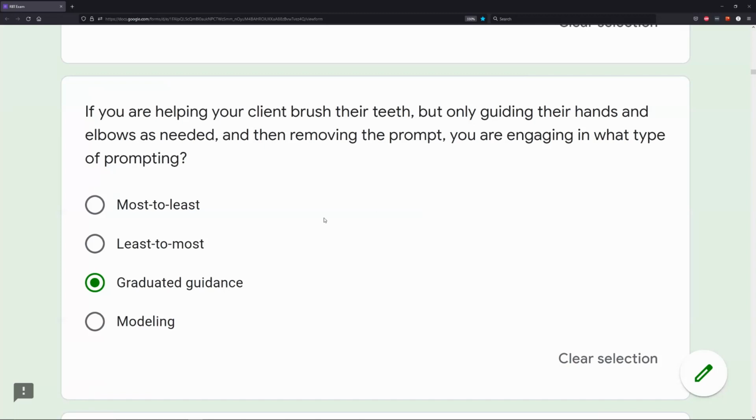So in a way, this might be considered least to most, okay? Because you're giving as little physical prompting as necessary. But a more accurate way to describe just physical prompting as needed is a strategy called graduated guidance, okay? This is a good situation where we need the best answer, right? You could argue, well, maybe he's least to most prompting, but the better answer, which is actually describing what's going on here, is graduated guidance.